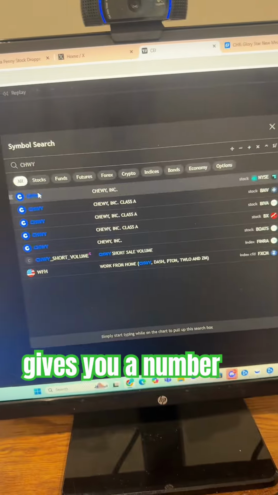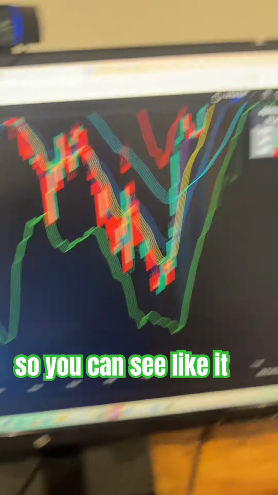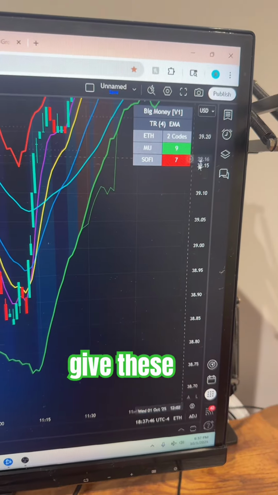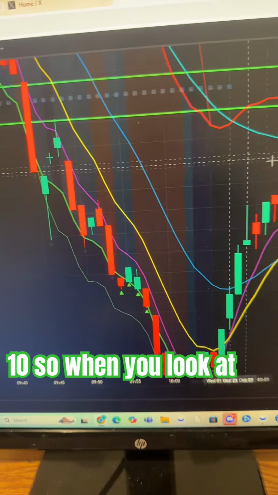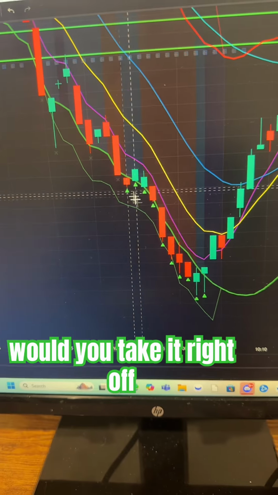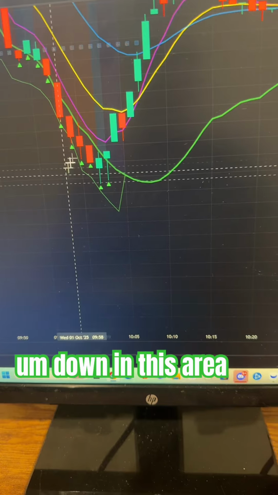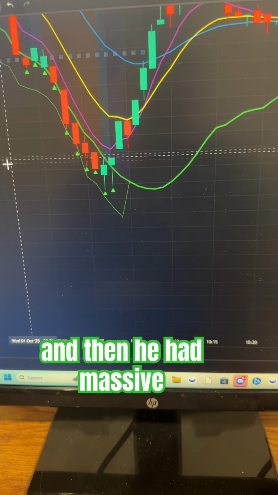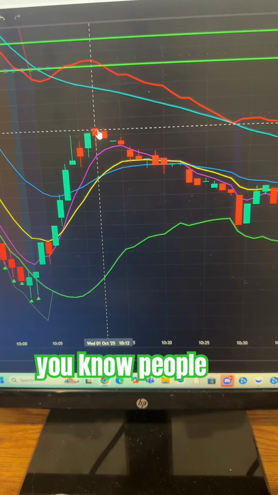it gives you a number. Not hitting the EMA 10 in 20 minutes is very long. So you can see it'll give you these numbers, and that's basically price not touching this EMA 10. So when you look at Chewy, would you take it right off the bat? No, you started getting the number 20 down in this area here. And then you had massive daily support. And then look, literally in our Discord, people took this trade.